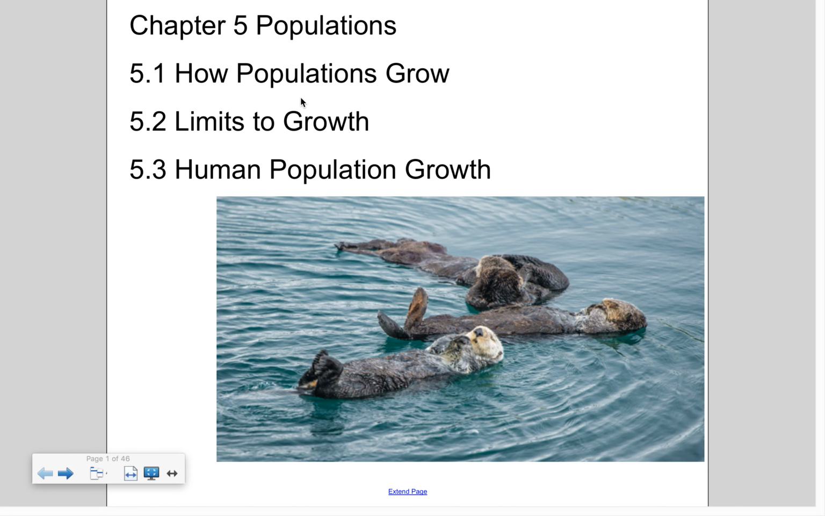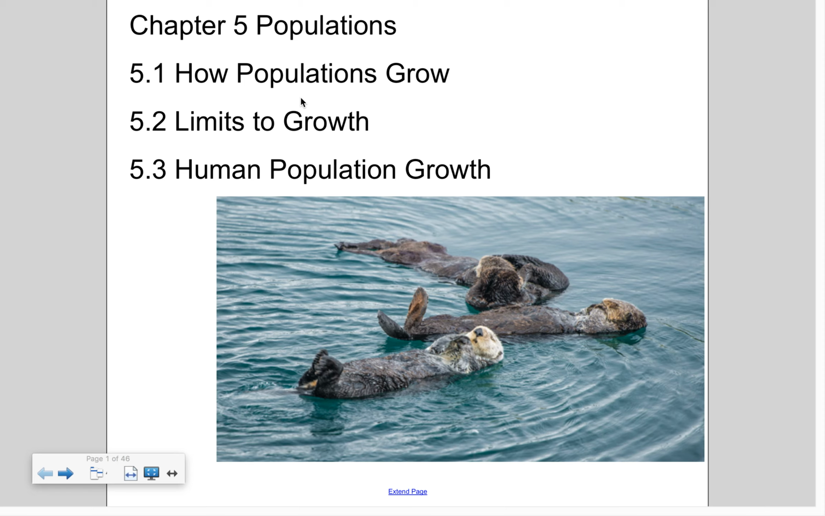All right, welcome back. Continuing on with our ecology unit. We only have 2 chapters left for the rest of the school year. Chapter 5, titled Populations, and then Chapter 6 is going to look at habitats, niches, and competition a little bit. But this is all about populations, and so I'm going to break up section 5.1 into 2 parts.